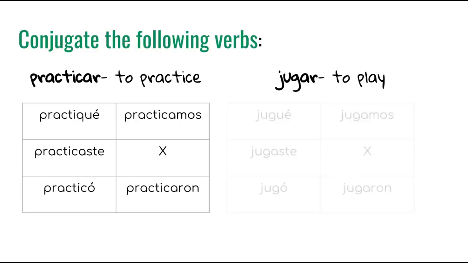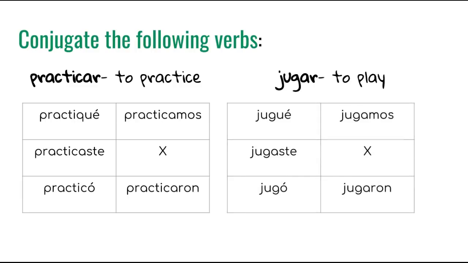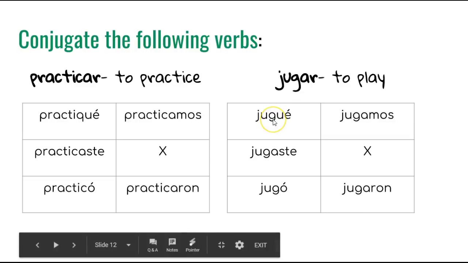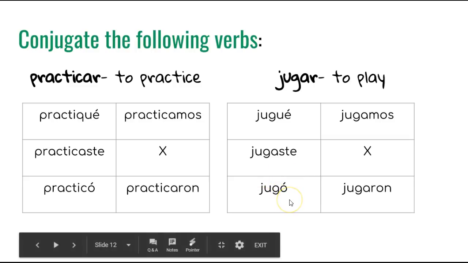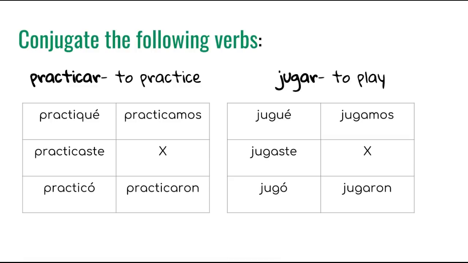Para jugar, did you get jugué with an accent on the E and then the G turning to a GU in the yo form? And then jugaste, jugó with an accent on the O, jugamos, and jugaron? If you did, you just conjugated a gar verb in the preterite.